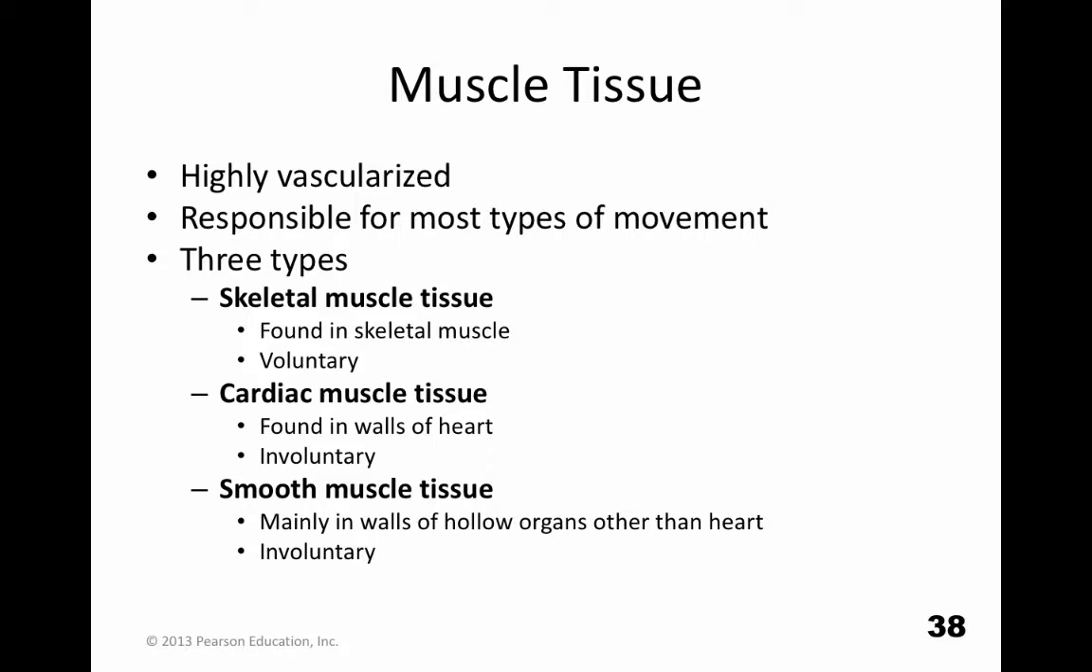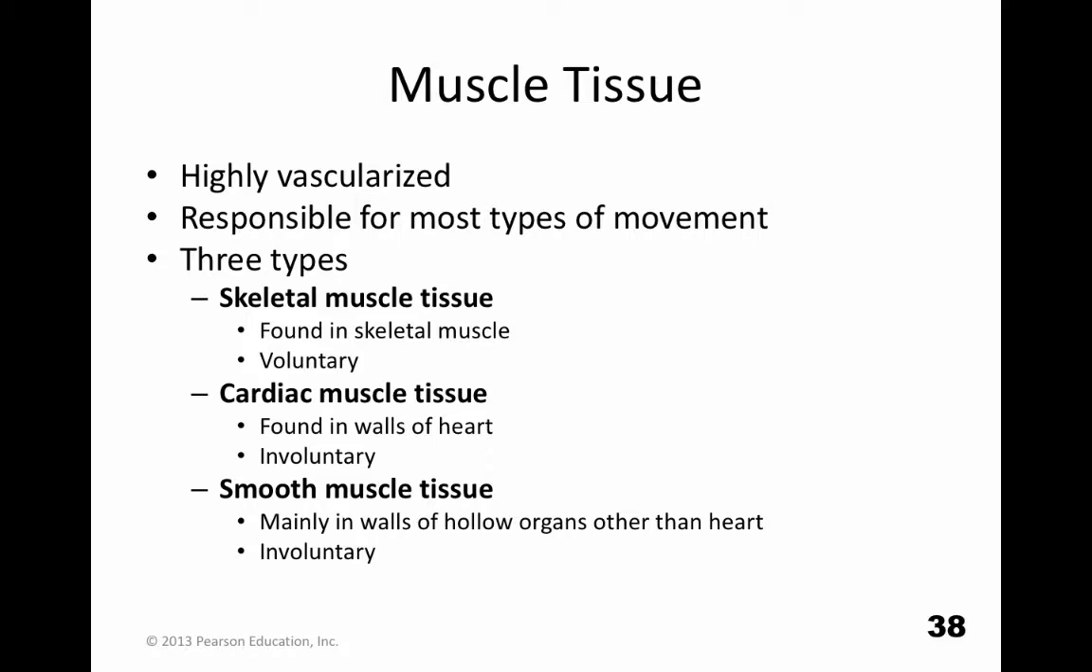So the second to last tissue we're going to cover is the muscle tissue. This is highly vascularized, which means there is a blood source to it. It's responsible for most types of movement, and there's three types. There's skeletal, cardiac, and smooth muscle tissue here.